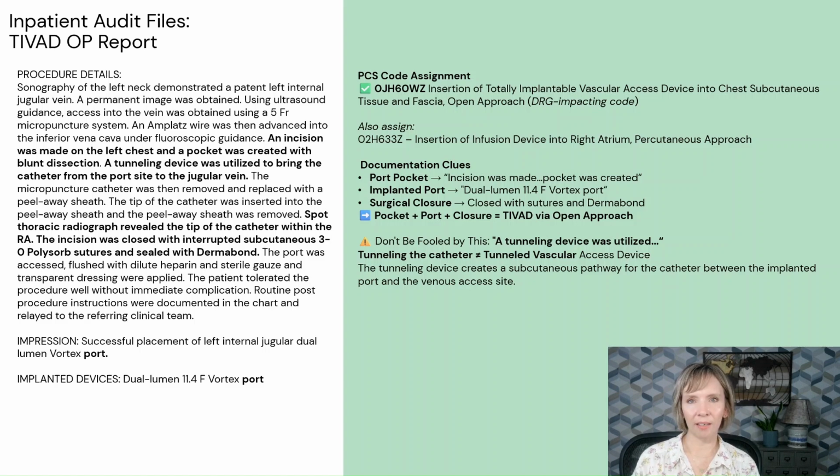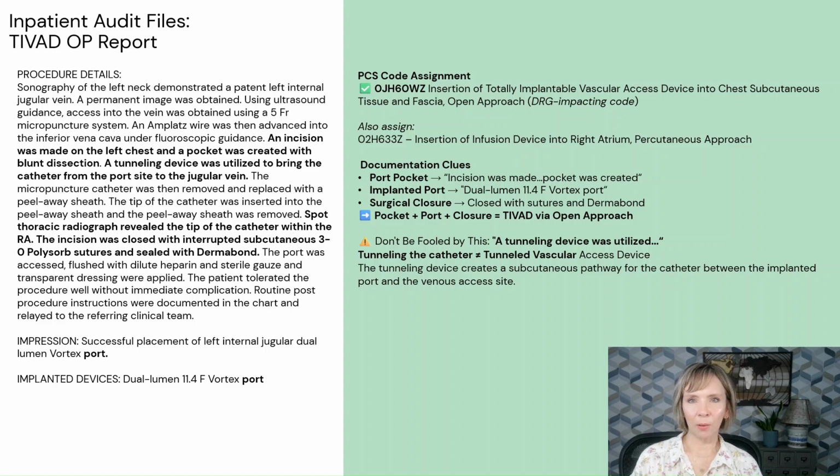Next, a tunneling device was utilized to bring the catheter from the port site to the jugular vein, and the catheter was then advanced into its final position in the right atrium. The report also documents that the incision was closed with sutures and Dermabond.